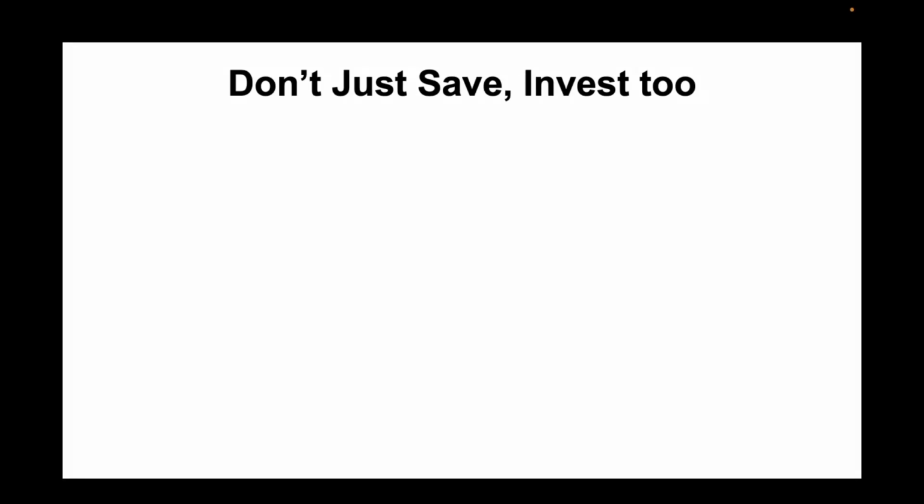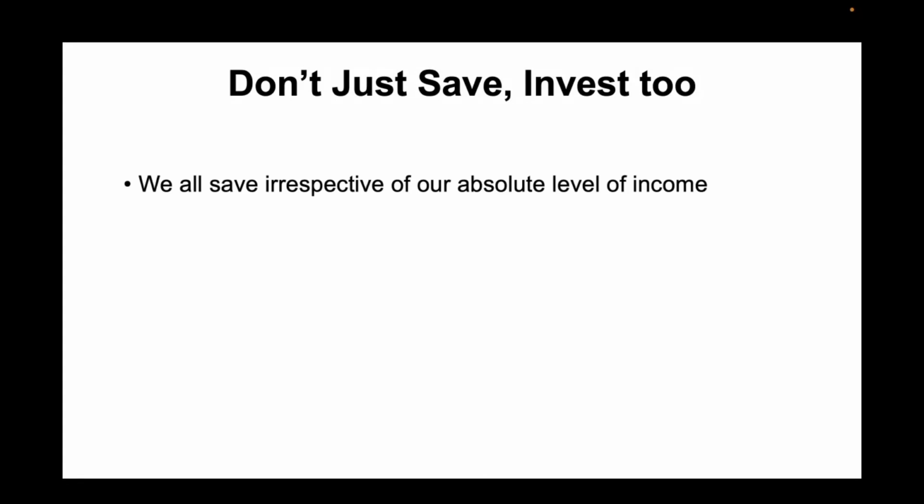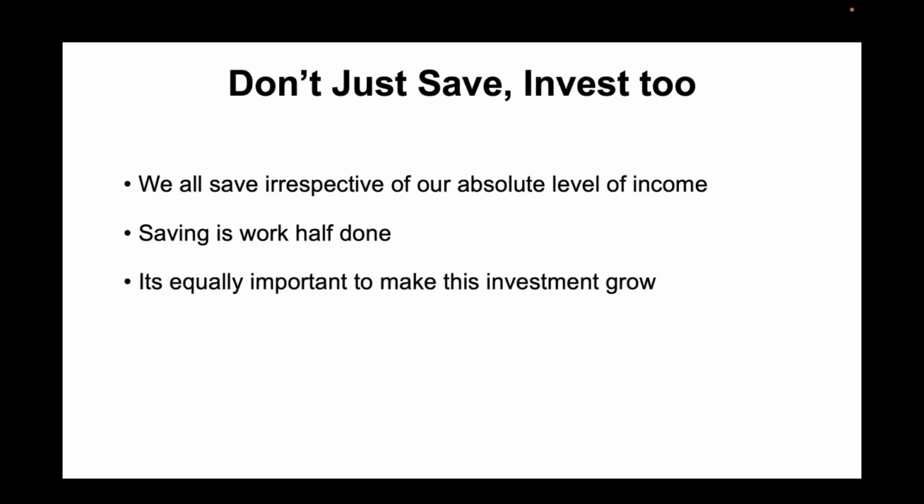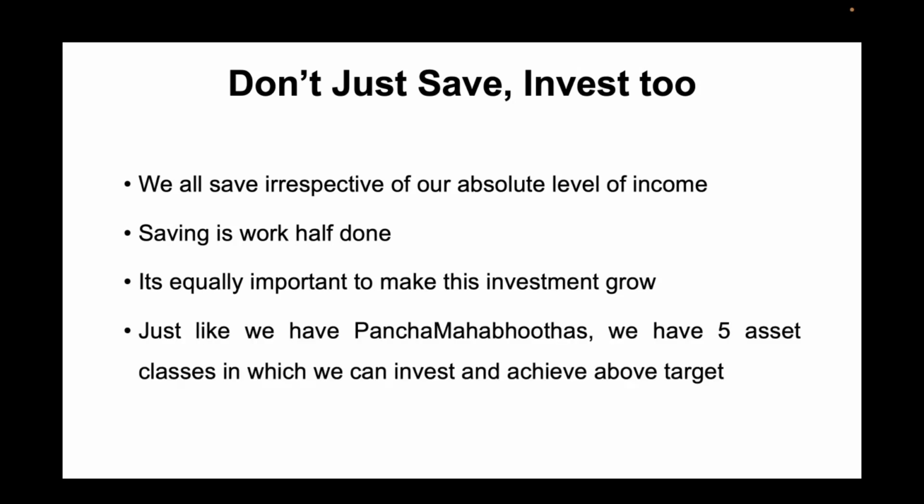So let's come to a basic thing. Don't just save, invest too. We all save irrespective of our absolute level of income. Saving is work half done. It's equally important to make these investments grow. Just like we have Panchabhootas, we have five asset classes in which we can invest and achieve the above target. The target is making your savings grow in proportion to the level of inflation at least.